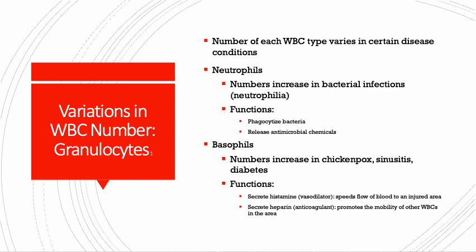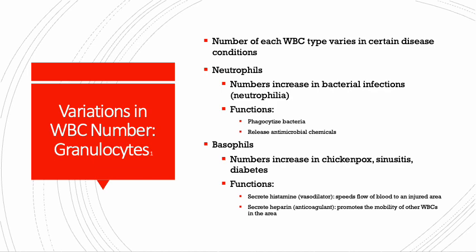Speeding up blood flow and keeping the blood thin allows the white blood cells to travel easier to the area that they need to go. So basophils are for chickenpox, allergy type things, diabetes, and they make blood flow better to the area so more white blood cells can easily get there.